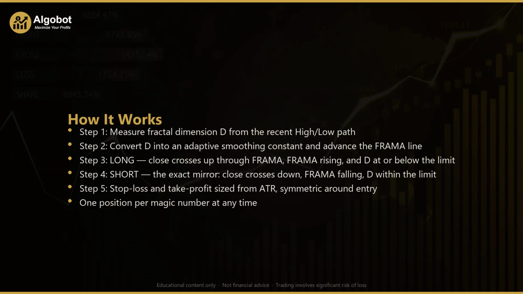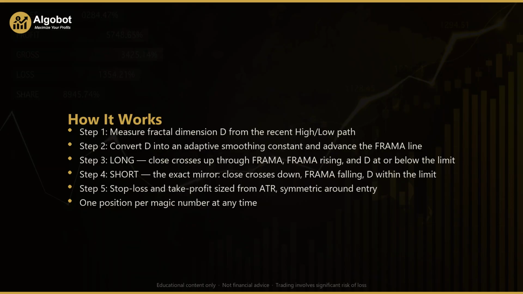Next, that dimension is turned into a smoothing constant called alpha, using an exponential formula. A low dimension pushes alpha toward 1, so the adaptive line reacts quickly and hugs price. A high dimension pushes alpha toward 0, so the line barely moves. The new FRAMA value is simply alpha times the close, plus 1 minus alpha times the previous FRAMA. That's how the line advances by 1 bar each time.